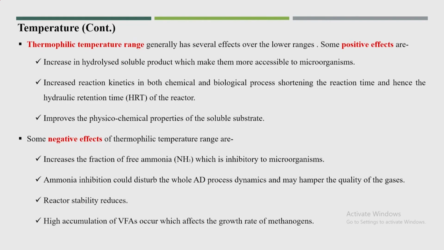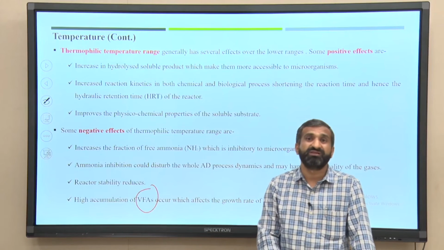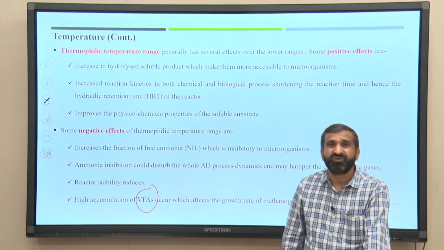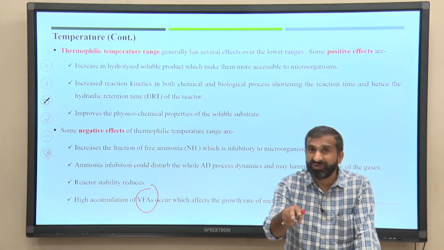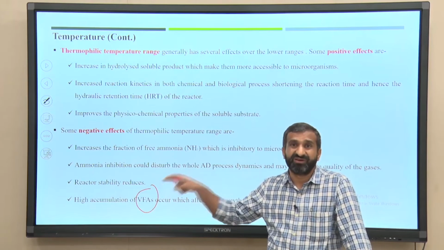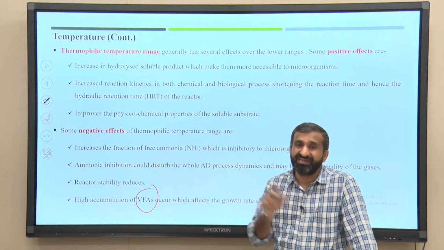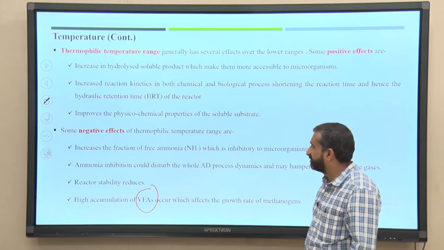Reactor stability reduces, and high accumulation of VFA occurs, which affects the growth rate of methanogens. So, there is a possibility that at thermophilic temperature the production of volatile fatty acids will be more. If this concentration goes to 2000, 3000 milligram per liter or even more than 4000 milligram per liter, that is also not good for the anaerobic digestion process. Although we require volatile fatty acids for production of methane, a high concentration is also highly inhibitory for the process.